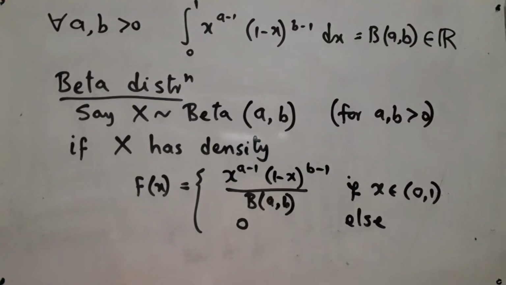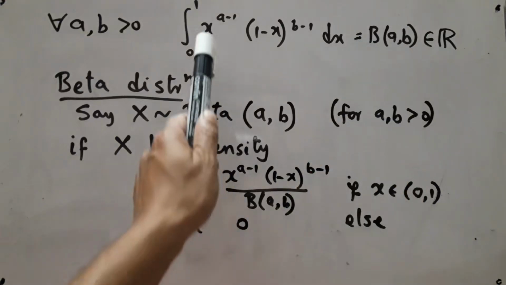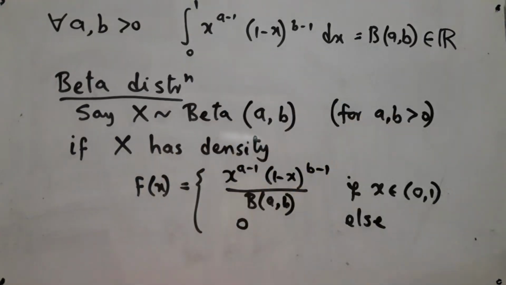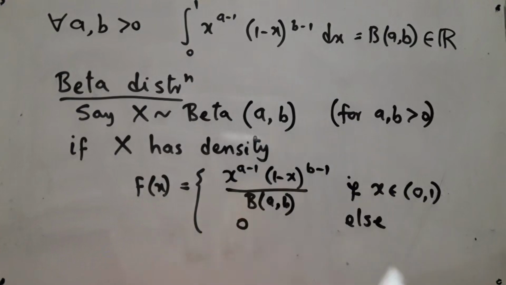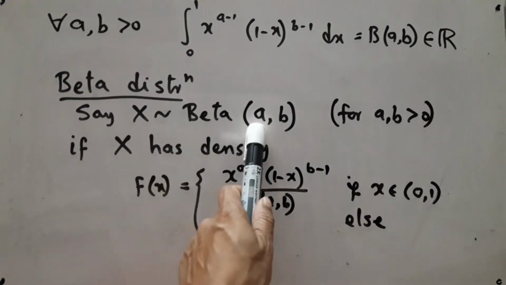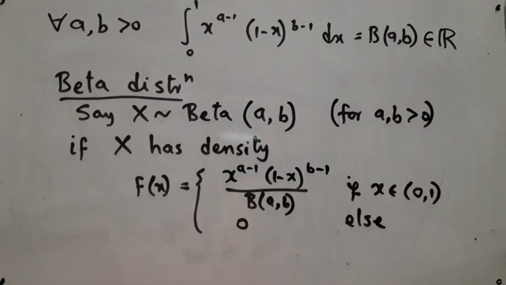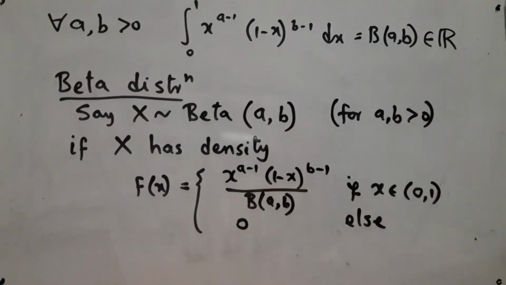Just notice one thing. If I interchange the role of a and b here, then the beta function remains unaltered, because just substitute 1 minus x for x, you will find that a and b swap places. However, when we are talking about the beta distribution, these two play distinct roles. So beta(a,b) is different from the beta(b,a) distribution. But beta(a,b) is the same as beta(b,a) as the function. Just a little confusing terminology.